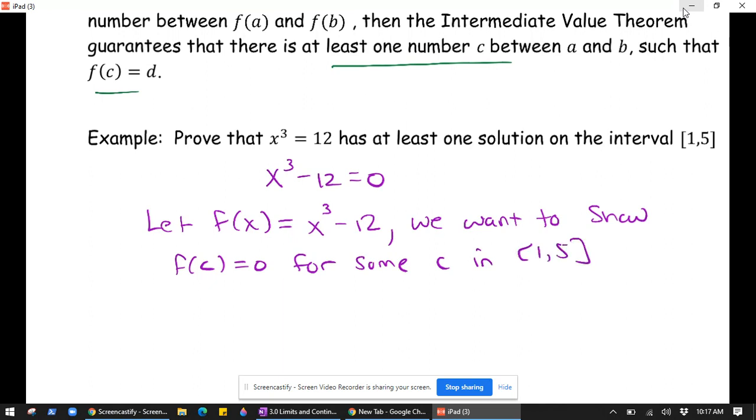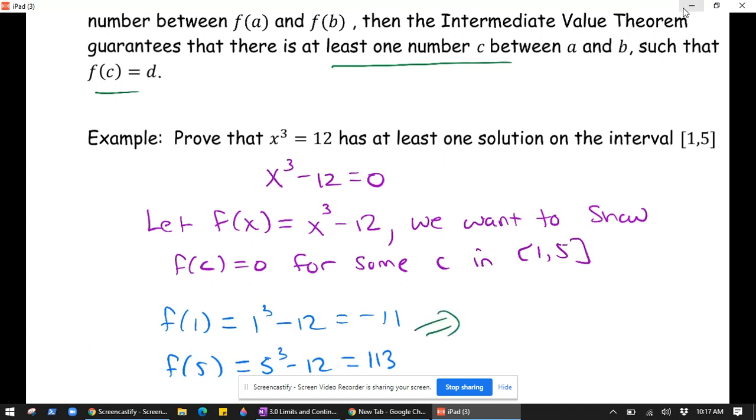All right, so let's just evaluate. We're looking at the interval 1 to 5 here. Let's evaluate f of 1. That's 1 cubed minus 12, so that's negative 11. And f of 5, on the other hand, is 5 cubed minus 12, which is 125 minus 12, which is 113. Okay, so clearly we can see 0 is in between negative 11 and 113. I guess the other thing I should point out is that f of x is clearly a continuous function, right? It's a polynomial, which are always continuous.